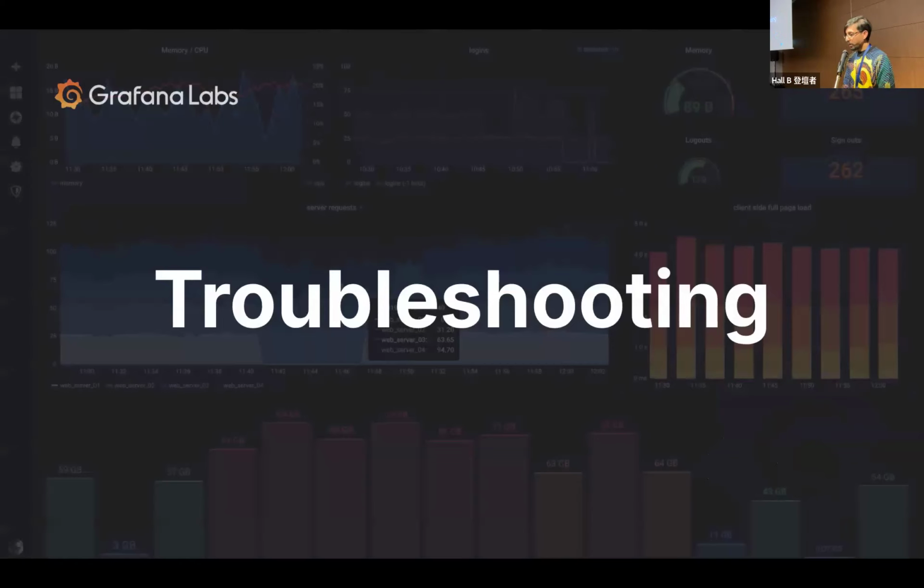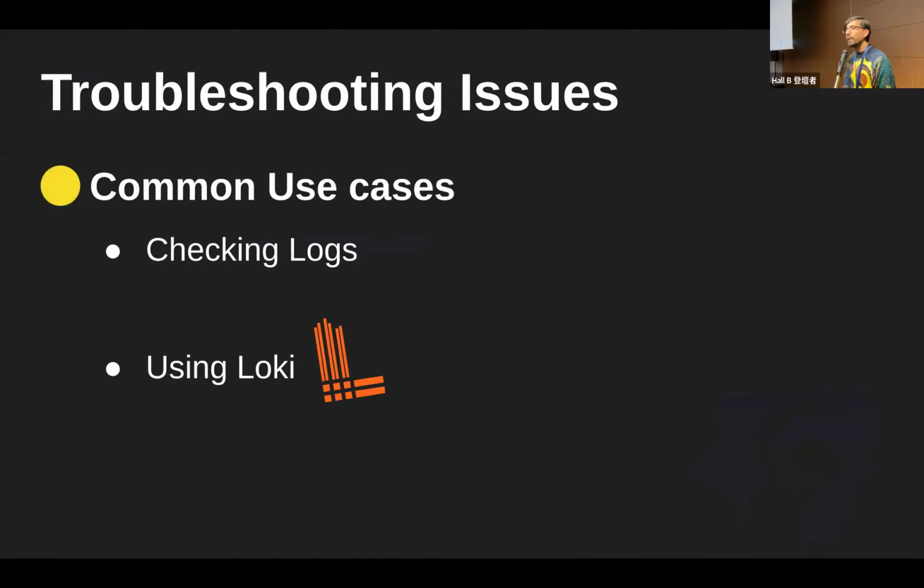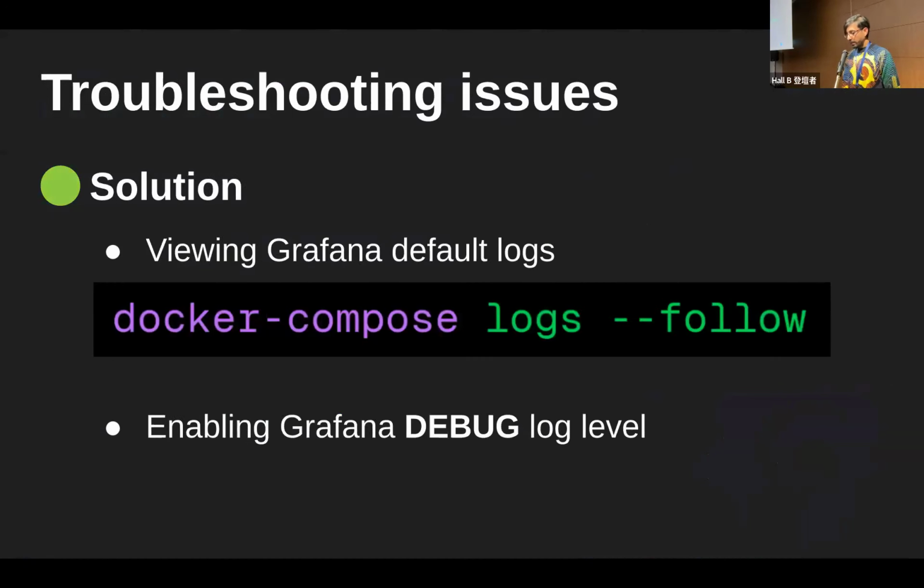Troubleshooting. Troubleshooting is a very important part. So there are 2 ways I can recommend which can be helpful in troubleshooting issues. First is checking the logs, and other is using Loki. So checking the logs is like using Docker. It says docker-compose. That's the old way. It's a typo. So you can just say docker compose logs --follow.